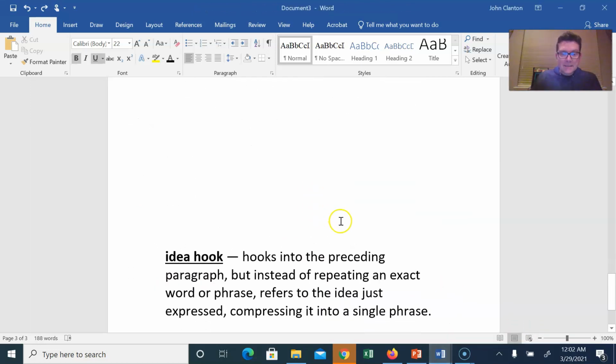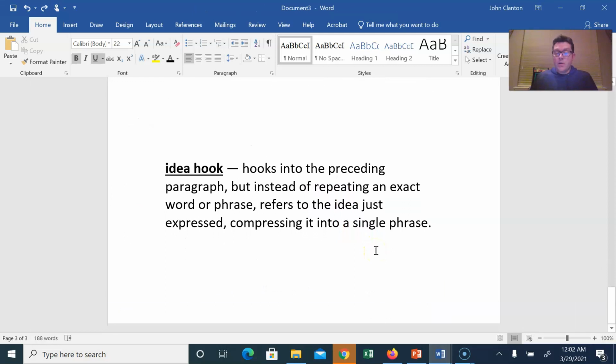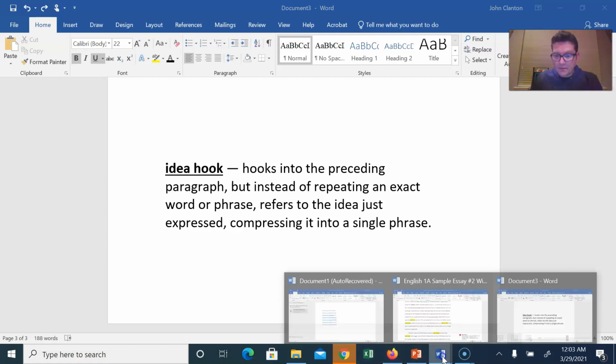Our last kind of paragraph hook is an idea hook. An idea hook hooks into the preceding paragraph, but we're not using exact phrases or words. We are thinking of the idea and taking that idea and using a single phrase. So let's take a look at a sample of that.